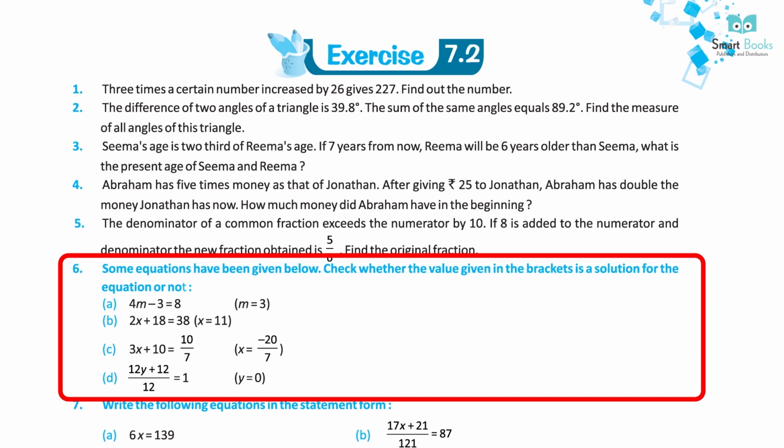Question 6. Some equations have been given below. Check whether the value given in the brackets is a solution for the equation or not. A. 4m minus 3 equals 8, m equals 3. Solution: no. B. 2x plus 18 equals 38, x equals 11. Solution: no. C. 3x plus 10 equals 10 upon 7. Solution: yes. D. 12y plus 12 upon 12 equals 1, y equals 20. Solution: yes.